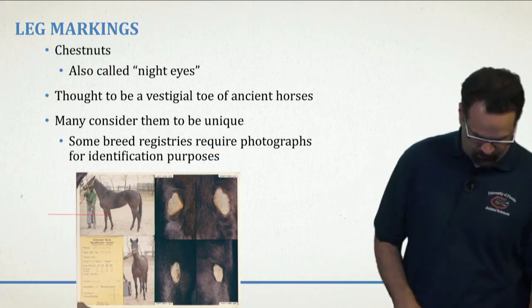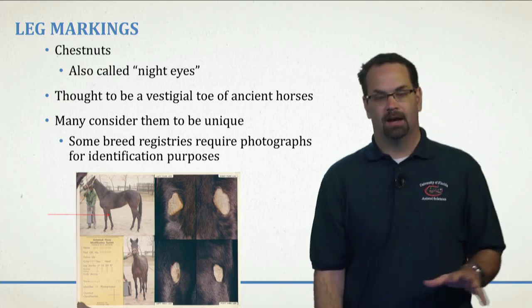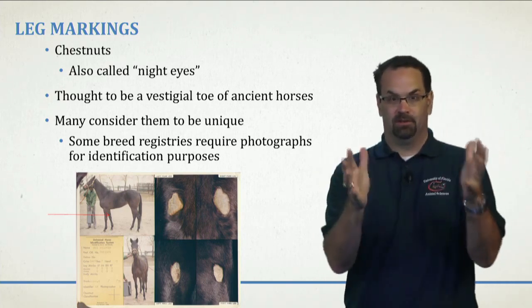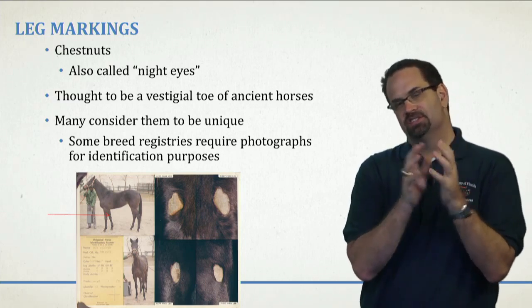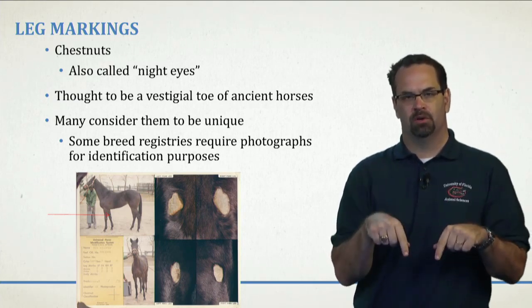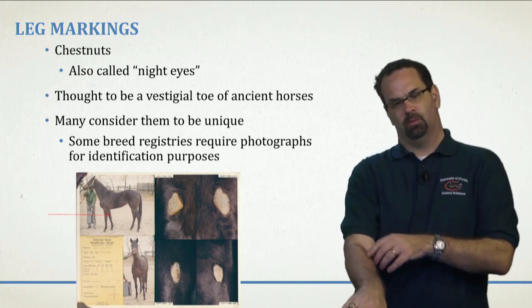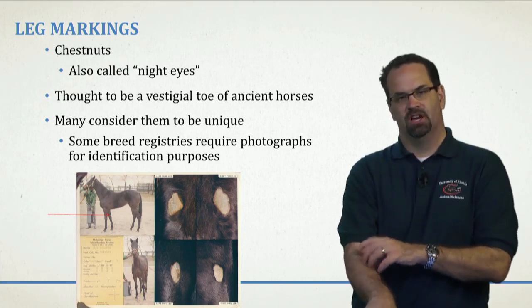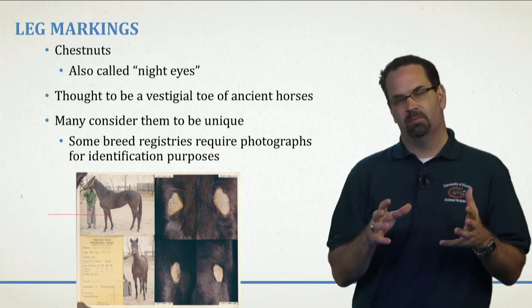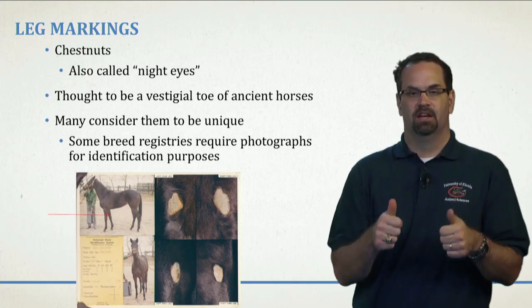Now the final thing we'll talk about with identification is these weird things called chestnuts, or some people call them night eyes. And again, this is what's so cool about horses, or equids, donkeys have these too. They think this is a remnant from evolution where, if we remember, we went from four to three to a single-toed animal, and those toes migrated up the leg. Well, they believe these chestnuts are just a remnant of that that's still around. And what a lot of people believe too is that these are unique to each horse, almost like fingerprints.